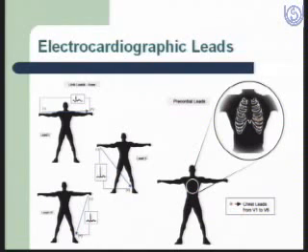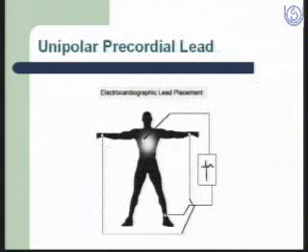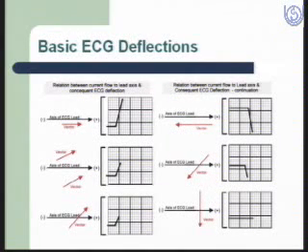leads. The unipolar leads depict the difference in electrical potential between the active electrode, which is placed on the chest, and a reference electrode, which is a combination of the three leads which are connected to each other. So they form a common reference electrode which is taken as 0, and the difference between this and the active electrode placed on the chest gives the unipolar precordial lead potential. So these are the ways in which we record the different leads.